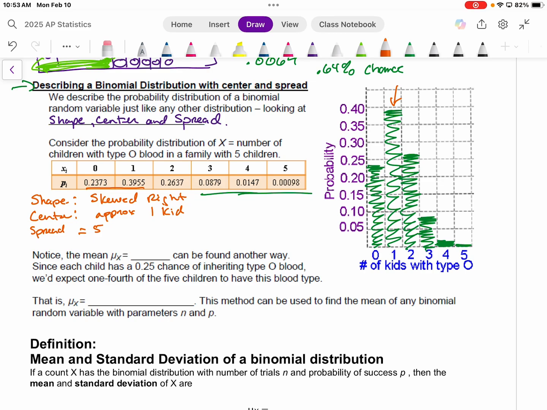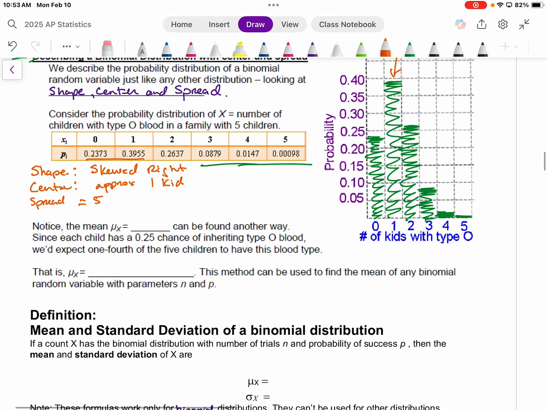But now, what is the mean? It's not given to us. How can we find the mean based on what we've known so far? When we're given a table, what could we do? How can we find the mean? We learned it last week. That's right, we could go to L1 and L2 and then do a 1-var stat.